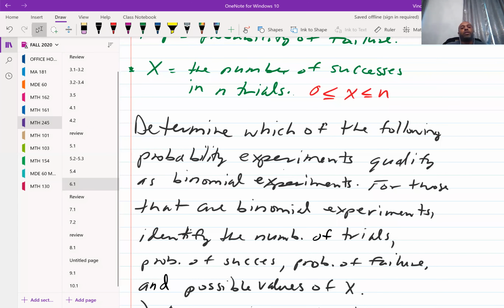Okay, so the directions for the next exercise: determine which of the following probability experiments qualify as binomial experiments. For those that are binomial experiments, identify the number of trials, probability of success, probability of failure, and the possible values of x. So first we need to see if it fits the criteria. We have our 4 criteria that we have to meet. And then if it does meet that, we want to identify the number of trials, probability of success, probability of failure, and possible values of x.